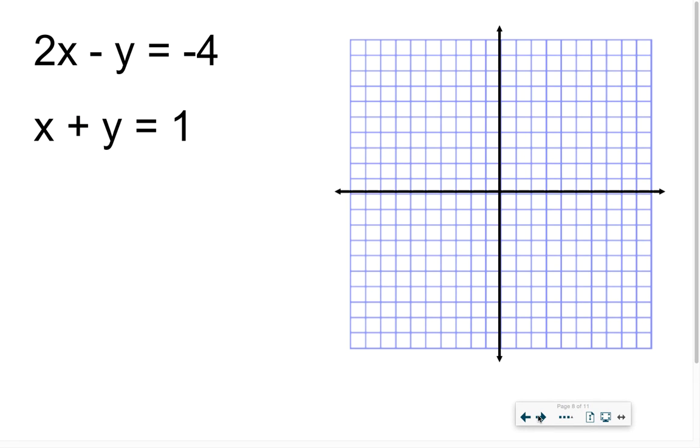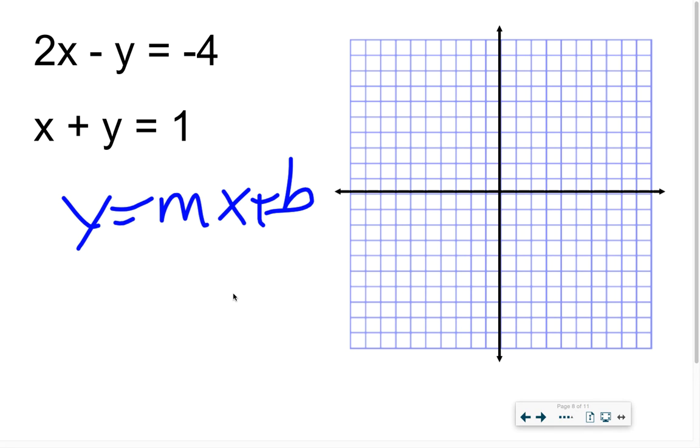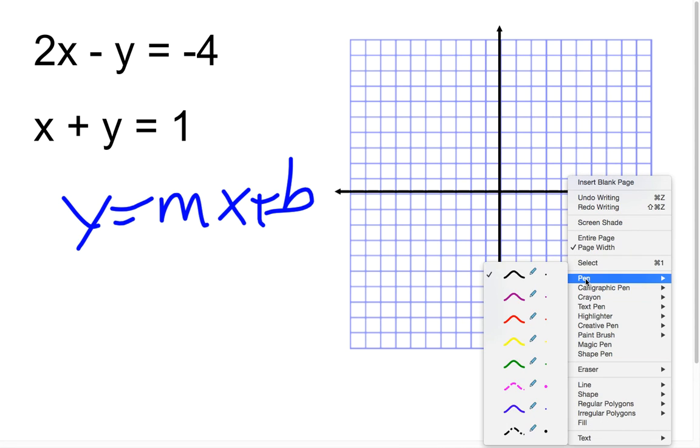Well, it's not in slope-intercept form. We want it to be in y equals mx plus b. So quickly, rewrite it. If it's on your assignment, you're going to write down the slope-intercept form, y equals mx plus b. If not in that form already, then start rewriting from there.